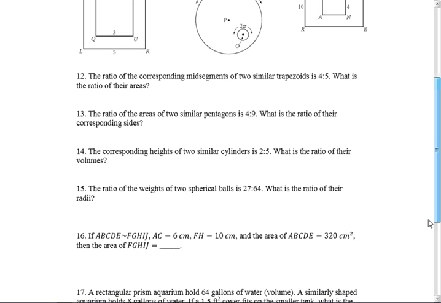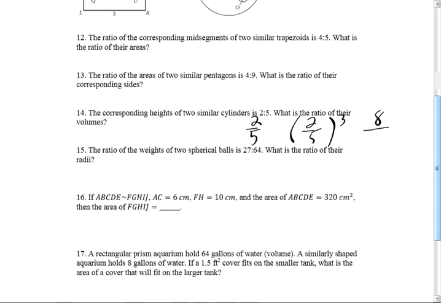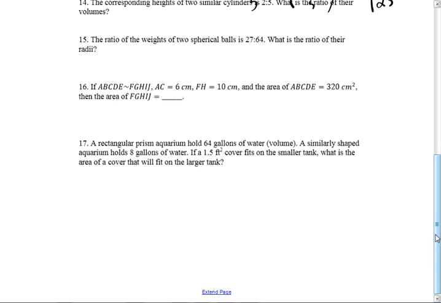If the ratio of the heights is 2 to 5, what is the ratio of the volumes? It's 2 to 5, not squared, cubed. So it would be 8 to 125. Right. These are easy problems. If you can't do those, you need to come in and see me, get some help. Okay, 17 is a prism, rectangular prism.